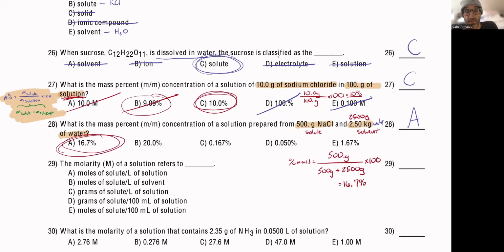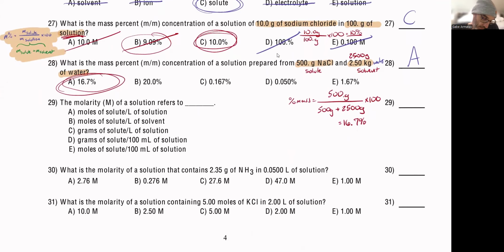So 16.7%. Remember, it's all of it. So it's the mass of the solute and the solvent. If this had been called 2.5 kilograms of solution, then we would have just used 2,500 as the solution, but it contains both of them.